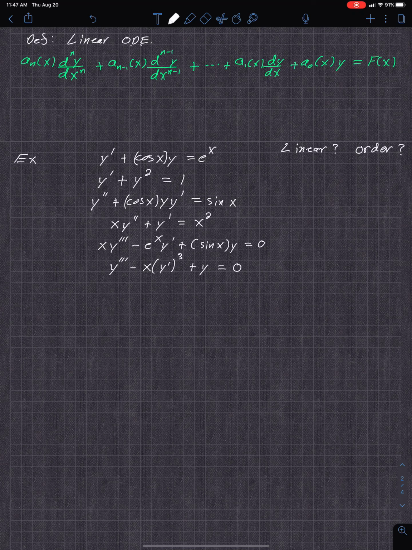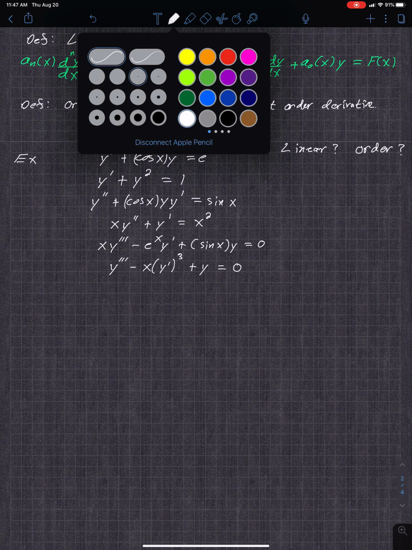The order is really easy. I'll do it back up here. Let's define order. The order of an ODE or PDE is basically just the highest order derivative or partial derivative. It's literally just like a polynomial. What's the degree of a polynomial? It's the highest degree term. And that's all you've got to look at.